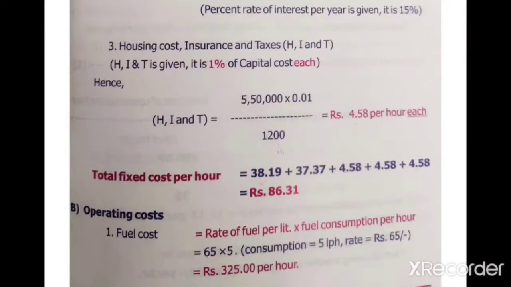Now the next cost is operating cost, and under operating cost, the first cost is fuel cost. Fuel cost can be calculated by the formula: rate of the fuel per liter and fuel consumption per hour. Both values are given. So 65 into 5, and the answer will be rupees 325 per hour.